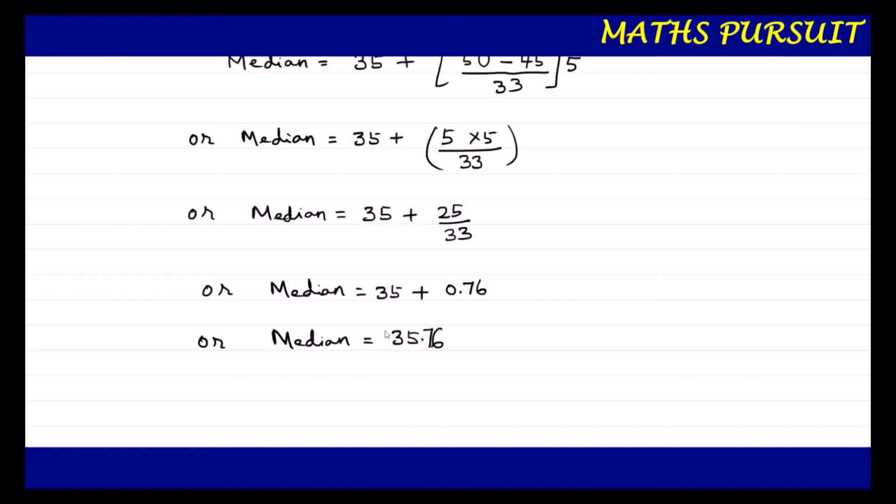Median is 35.76. Now the question asked us to calculate the median age. So we can write our concluding answer: hence the median age is 35.76 years, because our age was given in years.